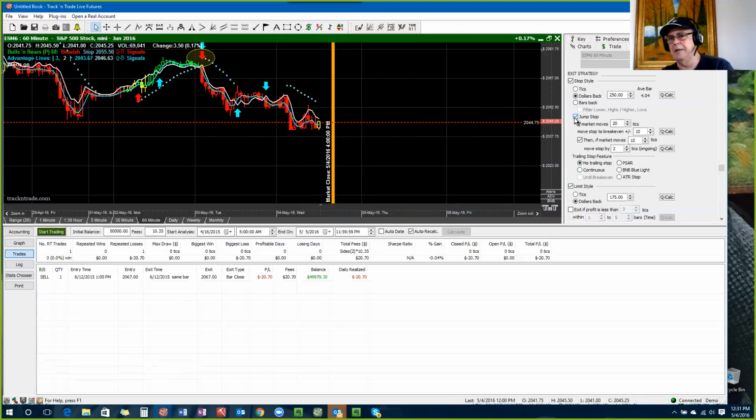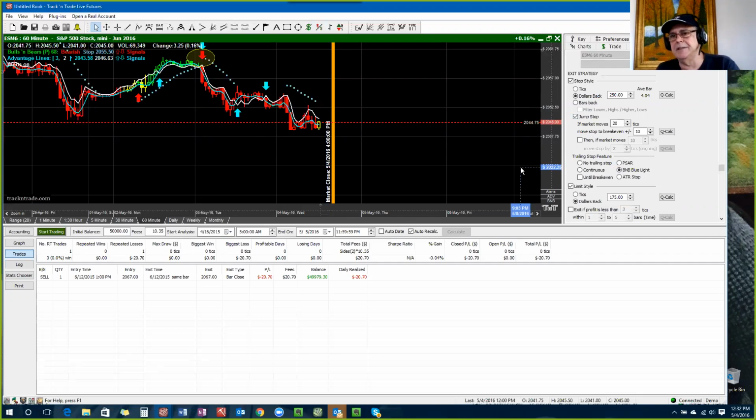We'll take that back. On jump stops, let's see here. No, you can use that. You can use no jump stops and trail parabolic SAR or blue light without a jump, or you could use the jump and trail blue light. So one of those is going to stop you out sooner, first.